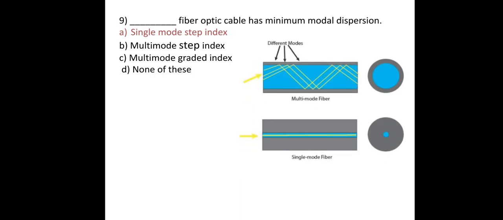Next question. Dash dash fiber optic cable has minimum modal dispersion. Option A, single mode step index. Option B, multimode step index. Option C, multimode graded index. Option D, none of these. The correct option is A, single mode step index. Okay, it has minimum modal dispersion. The correct option is A.